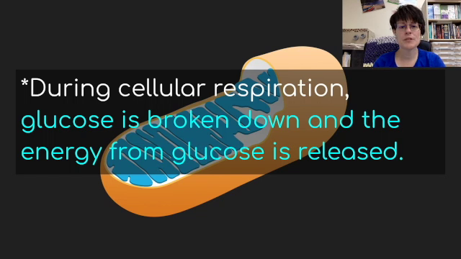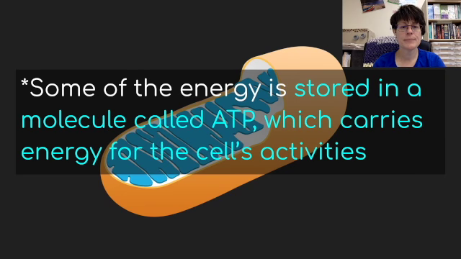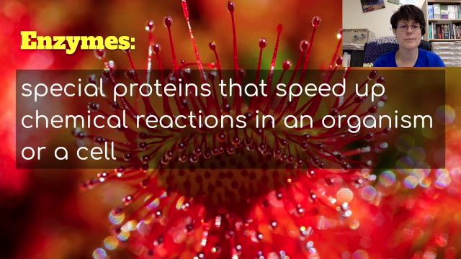During cellular respiration, glucose is broken down and the energy from glucose is released. Some of the energy is stored in a molecule called ATP, which carries energy for the cell's activities. Now, there's never 100% energy conversion. There is always some heat released, and actually, that excess heat that is given off is what keeps our bodies warm. So it's actually beneficial to us.